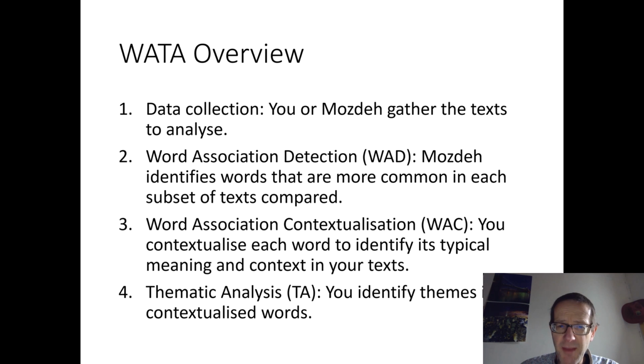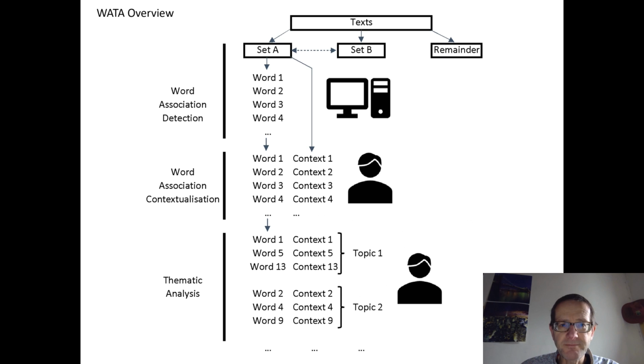And finally, the thematic analysis stage. This is where you identify themes in the set of contextualized words. So you might get so many contextualized words that you can't really coherently report them. Maybe you have hundreds, and the thematic analysis stage will group them into related words which you can label as themes. So in terms of a picture, you start at the top with some text, so they might be tweets or YouTube comments, and then Mozdeh splits them up into the sets that you choose.